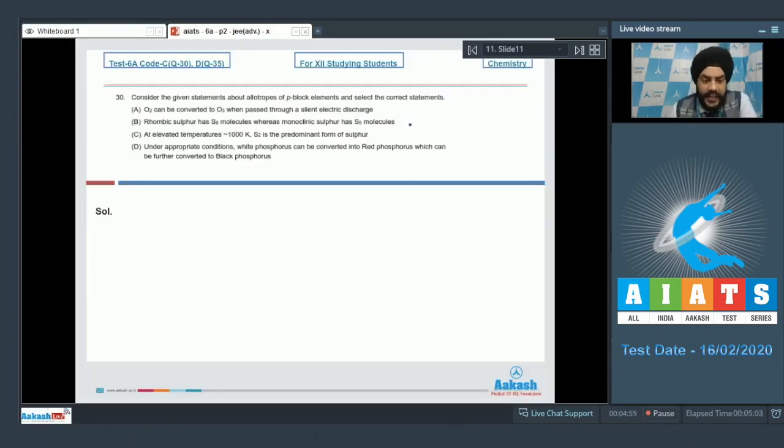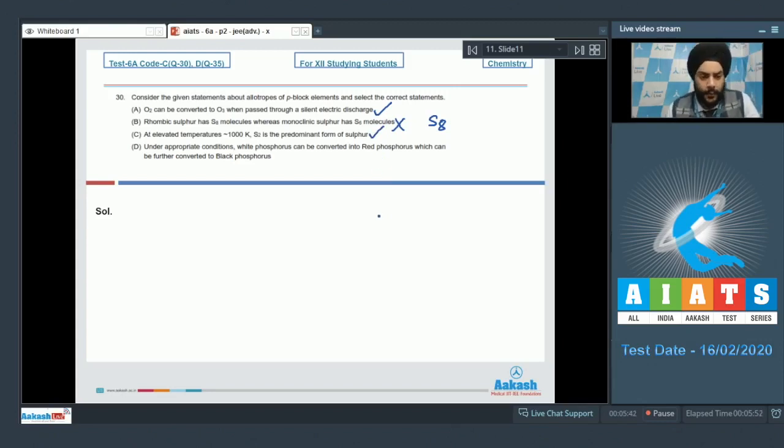Question number 30. Consider the given statements about allotropes of P block elements and select the correct statements. Option A says O2 can be converted into O3 when passed through a silent electric discharge. This is the correct statement, students. This conversion of O2 to O3 is non-spontaneous, and to make this non-spontaneous reaction spontaneous, we have to use a silent electric discharge. If we talk about option B now, rhombic sulfur has S8 molecules, whereas monoclinic sulfur has S6 molecules. This is not correct, students. Rhombic as well as monoclinic sulfurs both contain S8 molecules only. If you talk about option C now, at elevated temperatures close to 1000 Kelvin, S2 is the predominant form of sulfur. This is a correct statement, students.